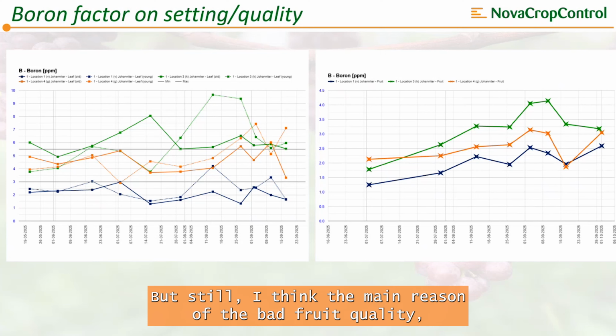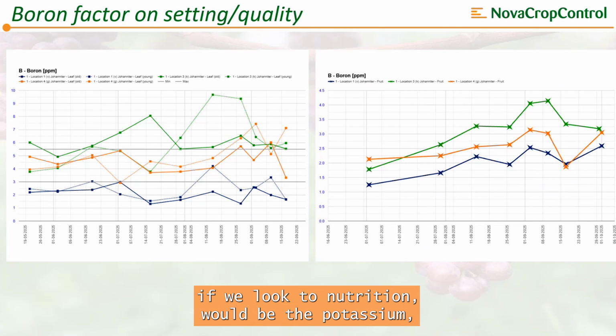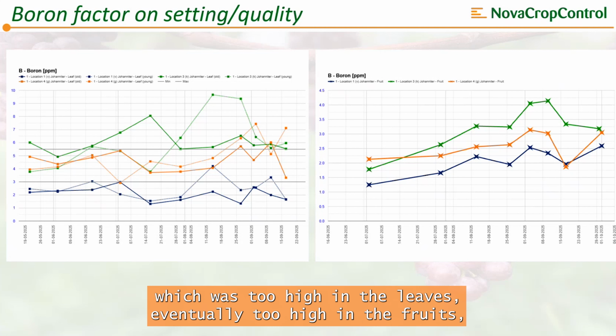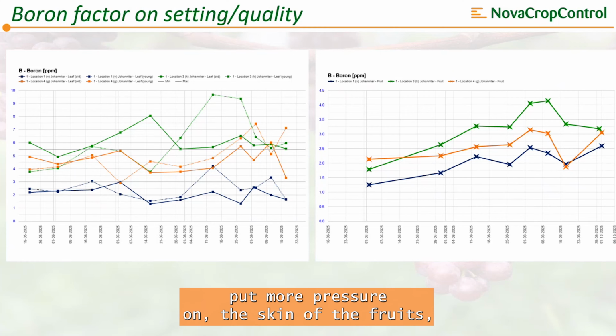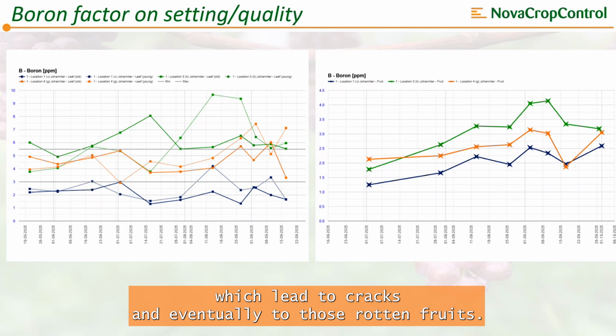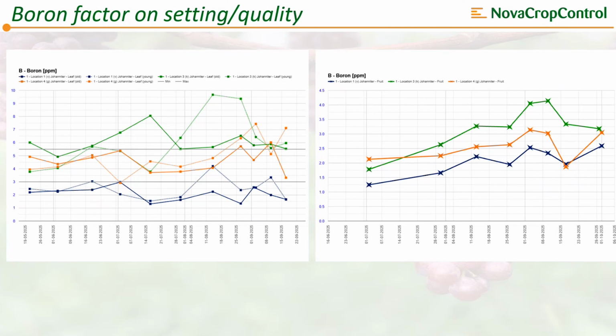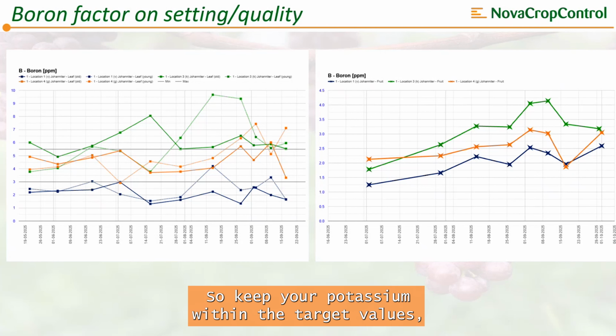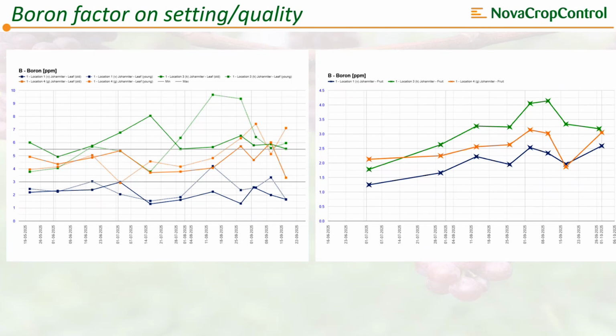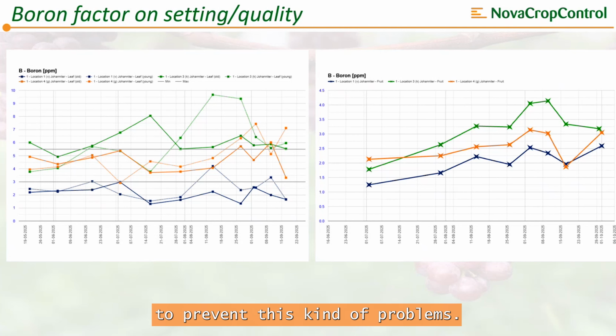But still, I think the main reason for the bad fruit quality, if we look at nutrition, would be the potassium, which was too high in the leaves, eventually too high in the fruits, and put more pressure on the skin of the fruits, which led to cracks and eventually to those rotten fruits. So keep your potassium within the target values to prevent this kind of problem.